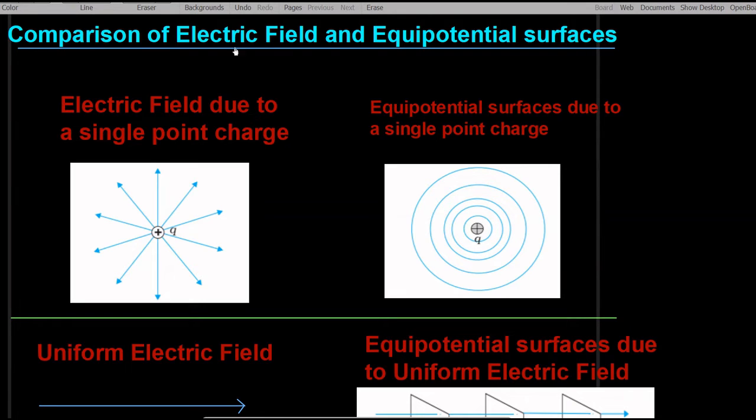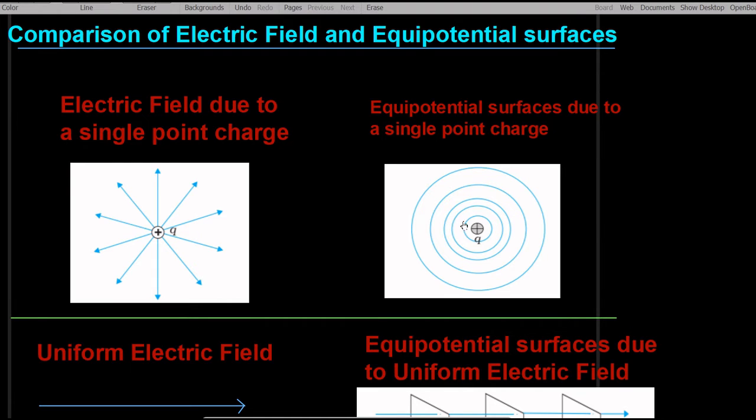Comparison of electric field and equipotential surfaces. Look at these diagrams. This is a single point charge. From the single point charge, electric field lines emerge radially outwards, and these field lines are symmetric.